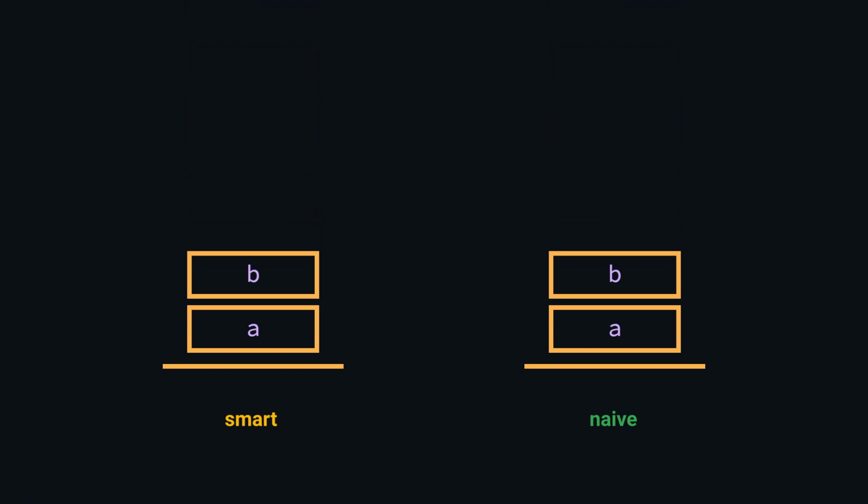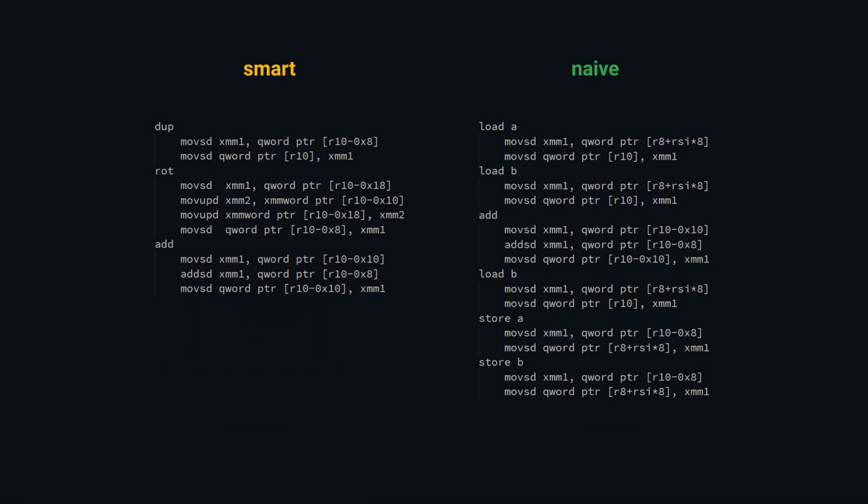Here are both versions side by side. It looks like the smart version is doing less work, right? The actual assembly code confirms this. The smart version is indeed more efficient. Still, it's slower. That, my friend, is the beauty of modern CPUs.